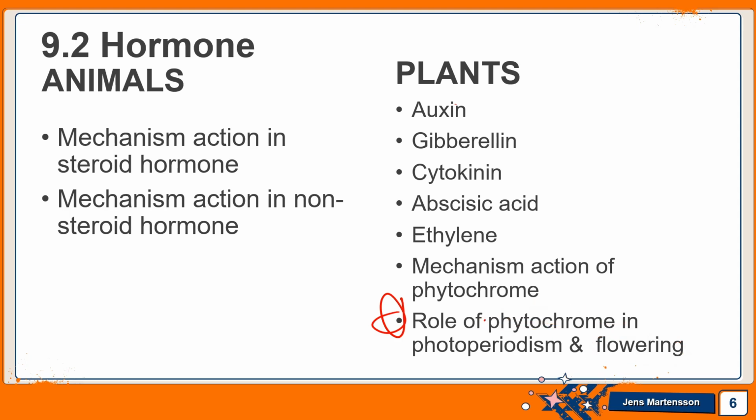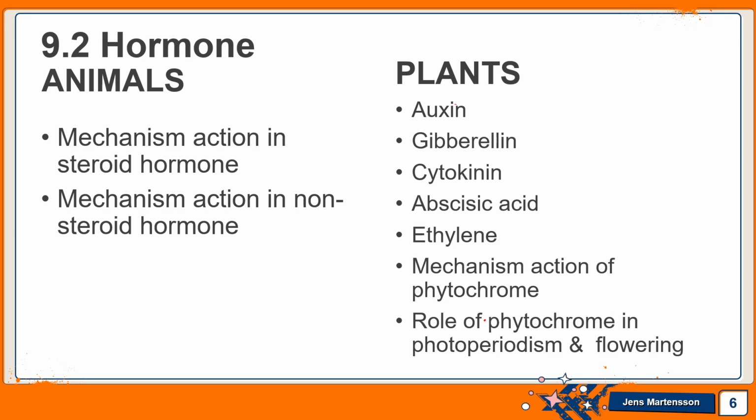Tapi bila flower tu berbunga, karena awak tengok maybe there are some types of plant, it flowers in January until June, but after June the plant will not flower anymore. Why like that? You have to know that this is the role of cytochrome. It controls the plant flowering. So this is about the 9.2 hormone parts.